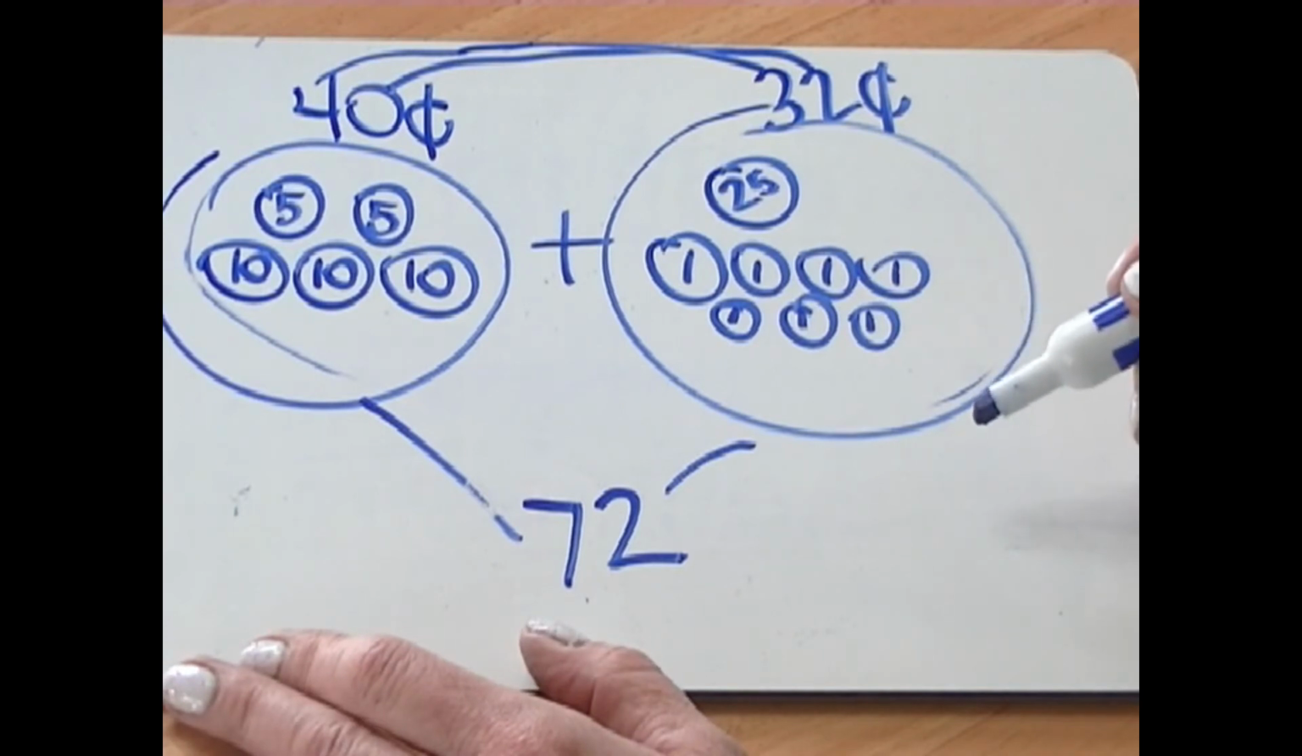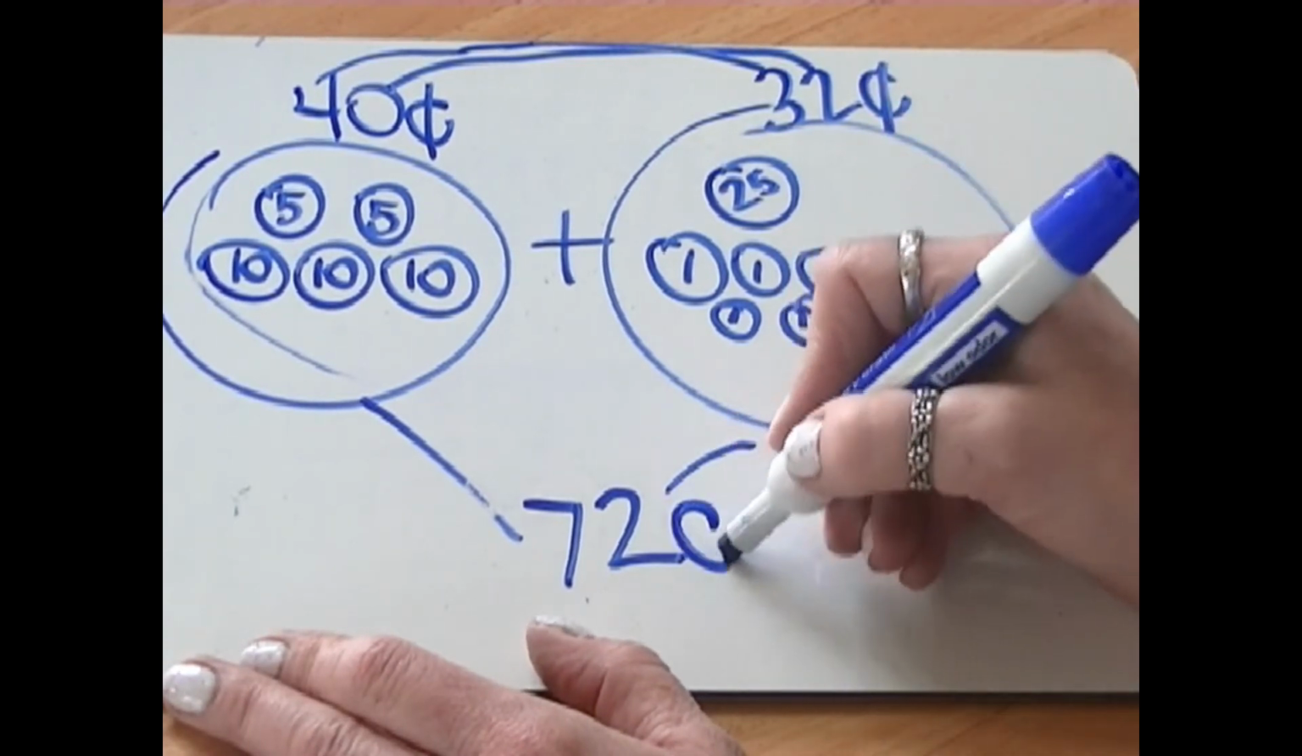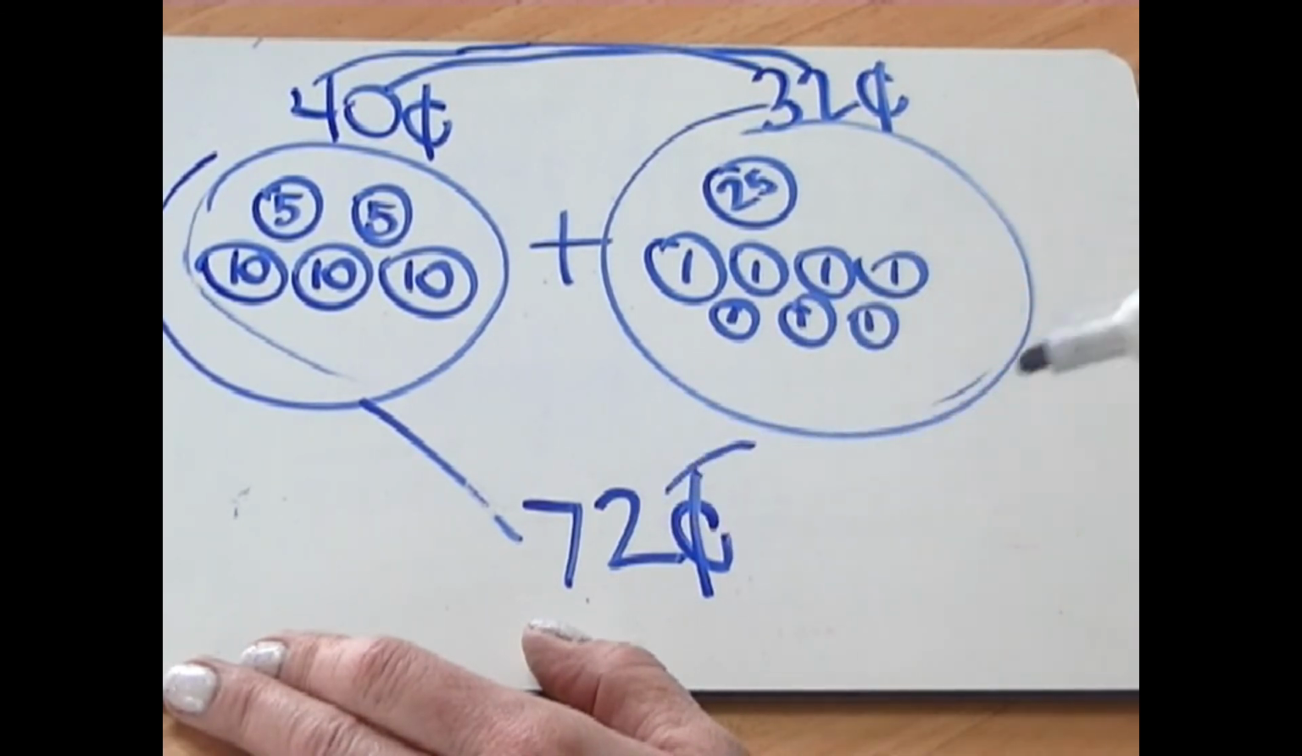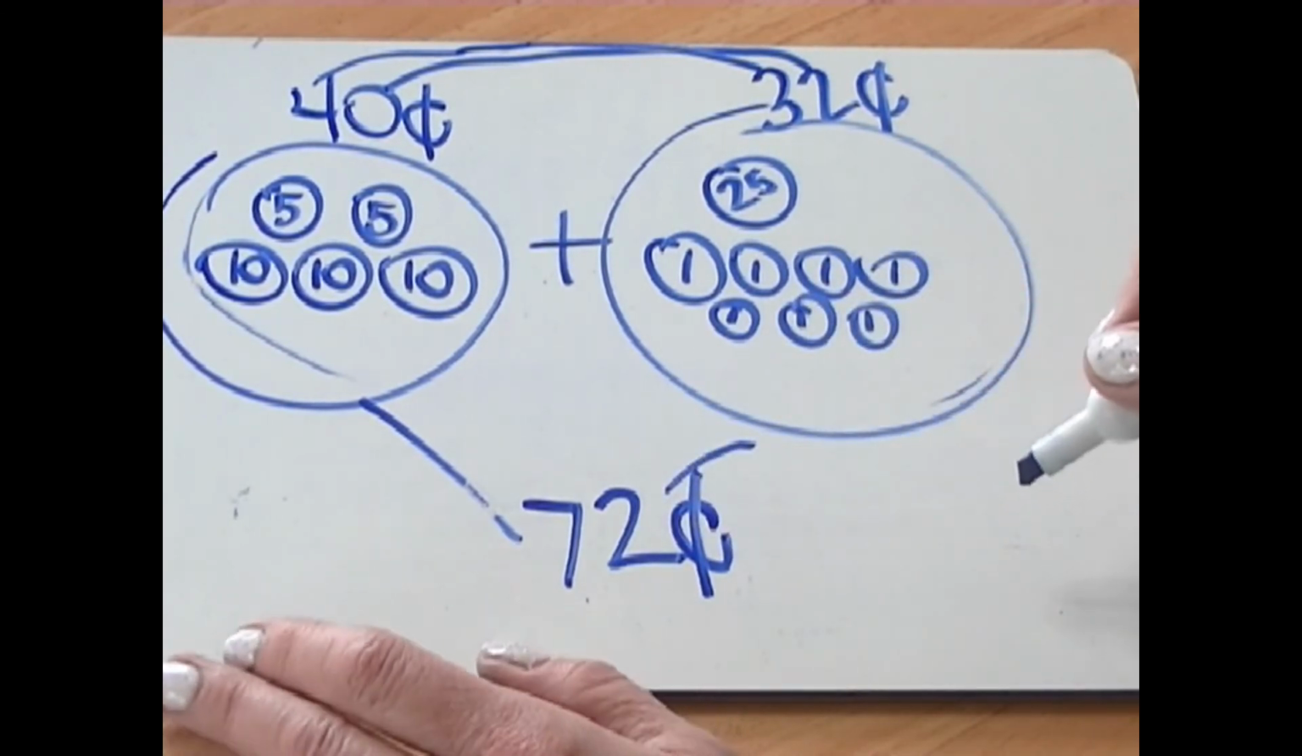Good job. You know what you're doing. Cents. So we're going to make a little C here, put a line through it. Seymour had 72 cents in his pocket. Good work.